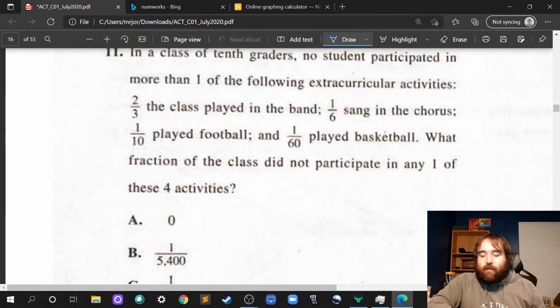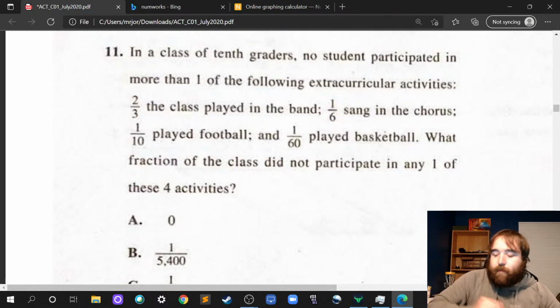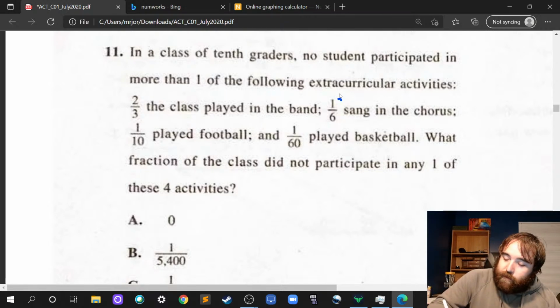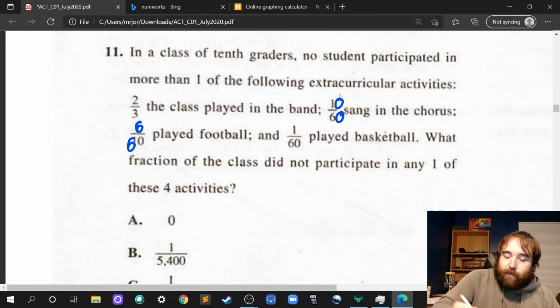Alright. In a class of 10th graders, no student participated in more than one of the following activities. 2/3 played band, 1/6 did chorus, 1/10 did football, 1/60 did basketball. What fraction of the class did not participate in these activities? Okay. This is like something we would do at Mathnasium, although we would try to be smart about it. But it's honestly just going to be easier to make all these common denominators to then see what's left.